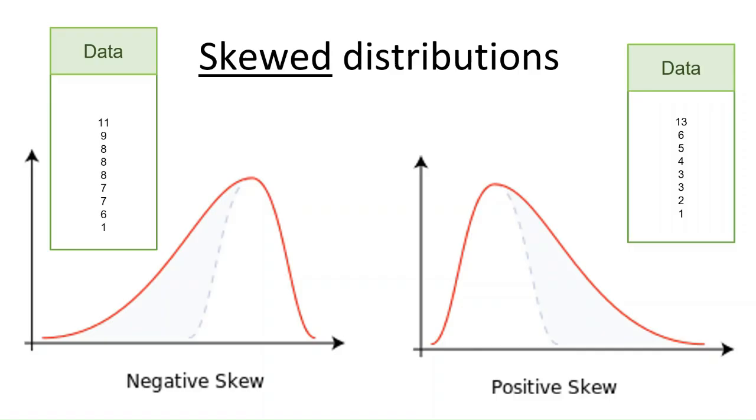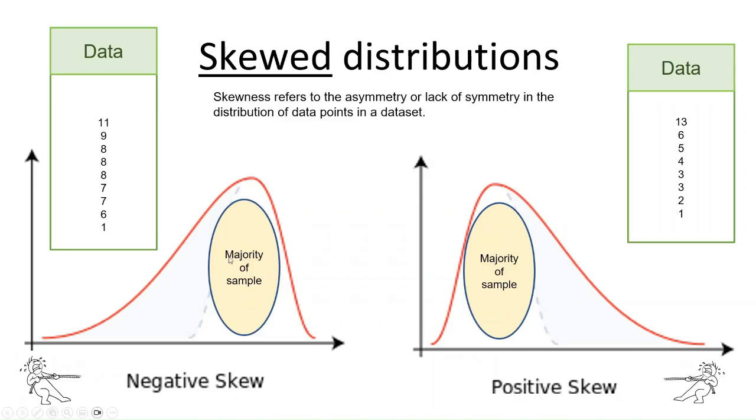Now, in the real world, data sets don't always follow the perfect bell-shaped curve of a normal distribution. Instead, they often show something called skewness, as you can see from the slide. Skewness refers to how asymmetrical the data is. So it tells us if the scores are more concentrated on one side of the graph than the other. And there are two main types of skewness, negative skew and positive skew.